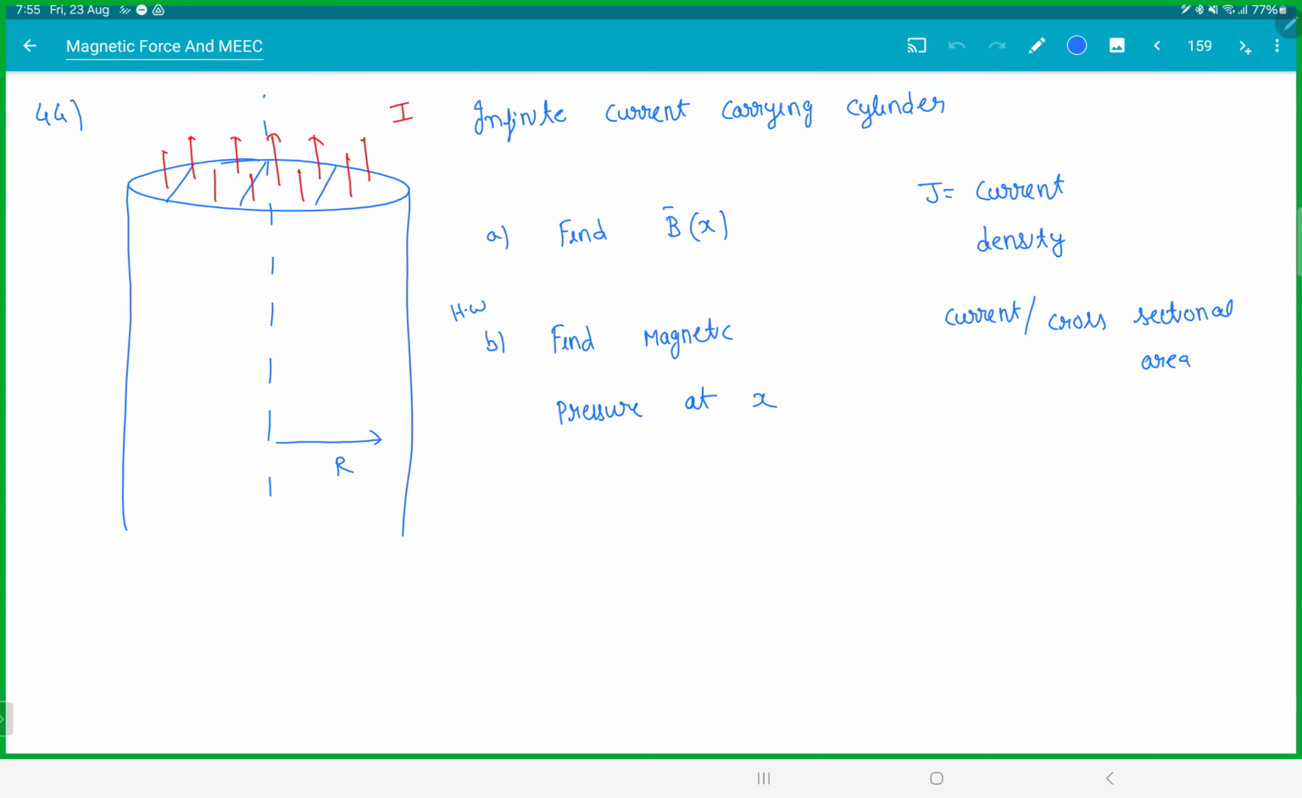Let's find the field inside and outside. The pressure, you'll try as homework and then tell me next class. We'll discuss that in the next class. Next class, we'll wrap up the chapter. I think in the first half we'll be done with the chapter. Then we'll start with EMI. The bar magnets and all are theoretical, we'll do them in the end.